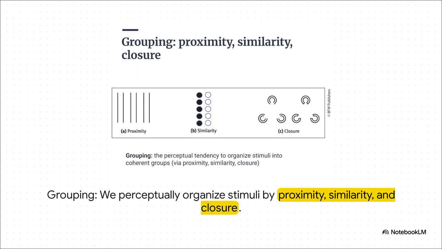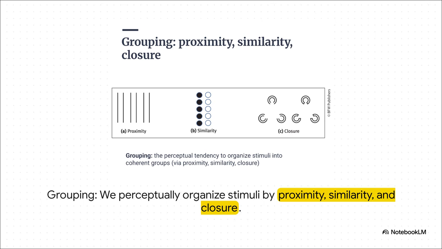Our brains are also obsessed with finding patterns. I mean, without you even trying, your mind automatically groups things together that are close to each other or that look similar. It even fills in the gaps to create a complete shape, like it's doing with these circles to make a cube. This isn't a choice you're making, it's just your brain's automatic way of making the world feel a little less random.